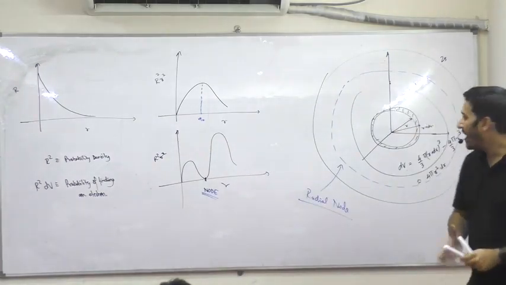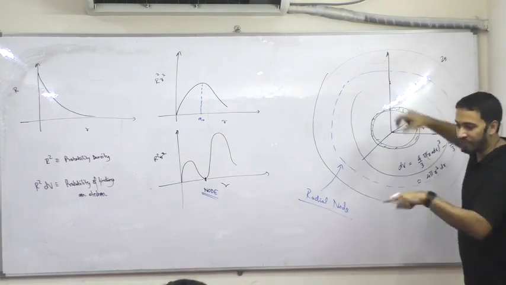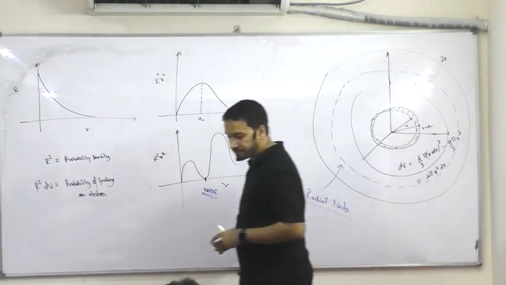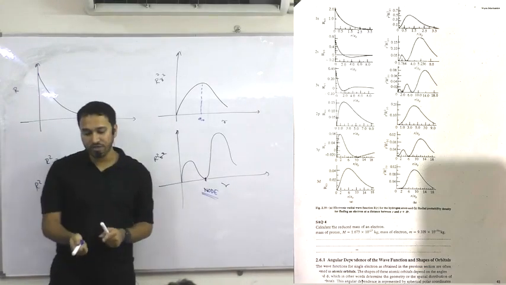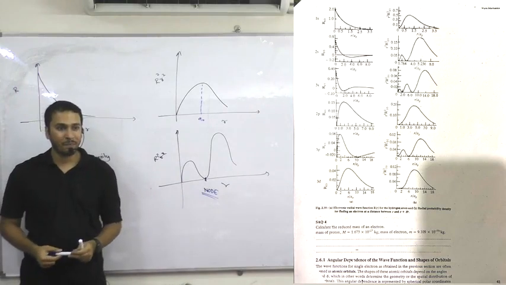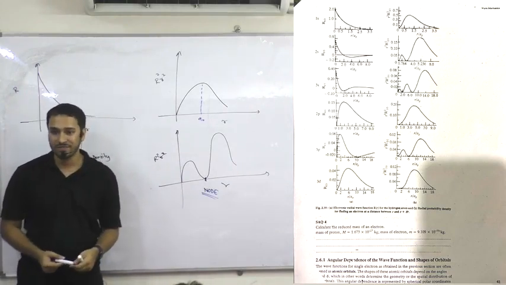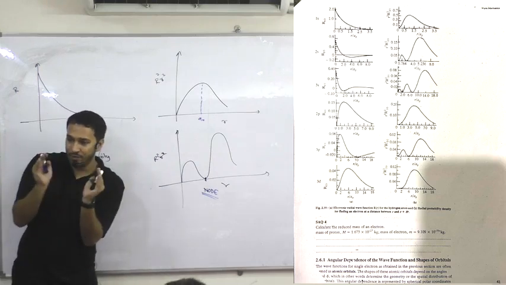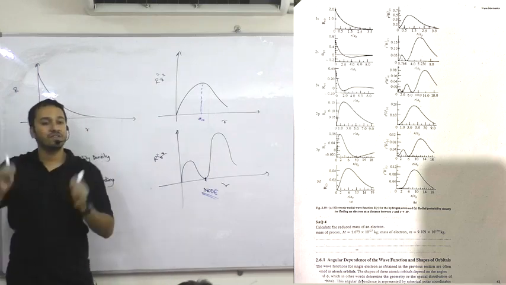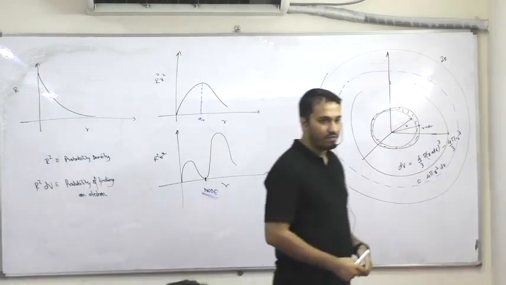Are you getting it? If it were 3s, how many radial nodes would it have? 2. Look at the graph. What do you notice? For 3s, the probability graph is touching the x-axis twice because it will have 2 nodes. Right? The first node will be between 1s and 2s. The second node will be between 2s and 3s. These are spherical nodes. So write down the definition of a node.